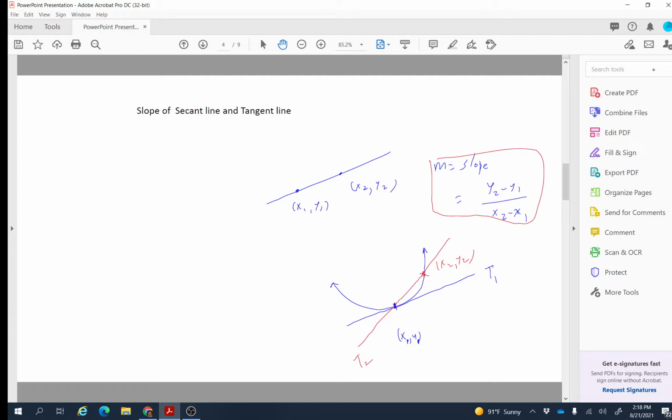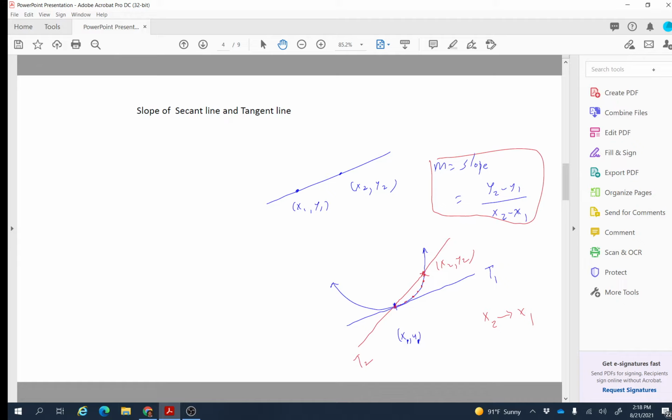Now the idea is, whenever this point gets closer to the point (x1, y1), meaning when x2 gets very close to x1, instead of taking x2 far away, if I take x2 very close to x1, I can use the very same formula for the slope of a secant line to approximate the slope of the tangent line t1 at (x1, y1).